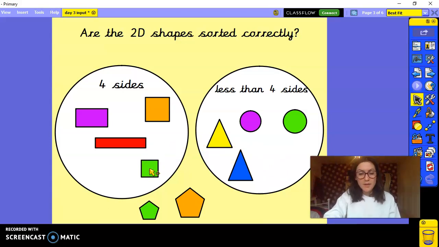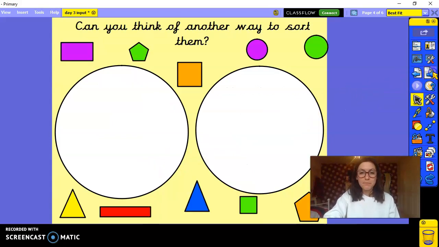Okay, thank you so much for helping me sort my shapes correctly, Year 1. That was amazing. And you might want to pause here and have a think of another way to sort your shapes with your grown-up.